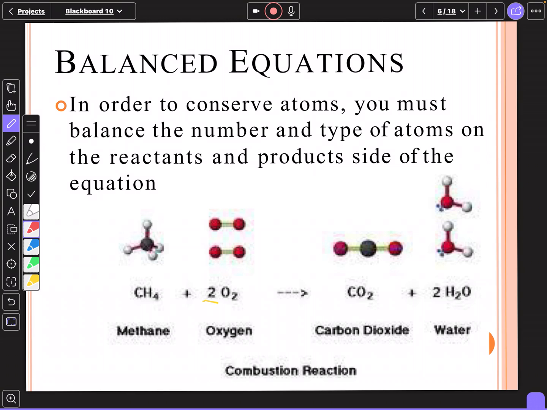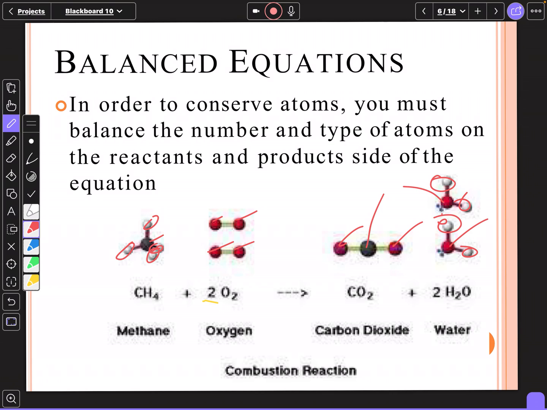But if we counted all the whites, the hydrogens on the left, that would equal the hydrogens on the right. So we got 1, 2, 3, 4. 1, 2, 3, 4. The reds are our oxygens. We got 1, 2, 3, 4, and we got 1, 2, 3, 4. Then we got 1 carbon, it's black, 1 carbon. So that would be a balanced equation.